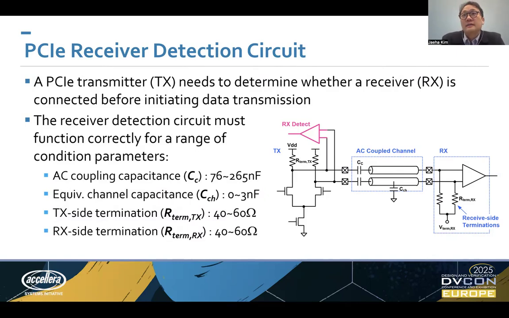In order to avoid any data loss or the waste of power, the PCI-Express transmitter needs to know whether the receiver is connected on the other side of the channel before initiating the data transmission. And the spec says this receiver detection circuit must function correctly for a range of condition parameters. For example, the coupling capacitance on this AC coupled channel may vary from 76 to 265 nanofarad, and the equivalent capacitance of the channel can be up to 3 nanofarad, and both the transmit side termination resistance as well as the receive side termination resistance can vary between 40 and 60 ohm.